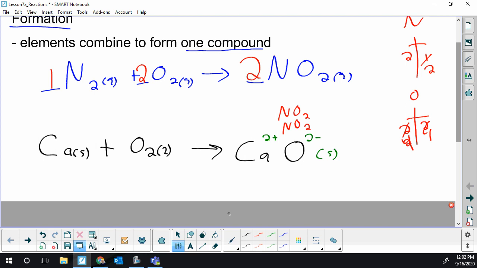So up here, this oxygen is not paired with a metal. This is not ionic, so there's no charge here. Okay? Same, this is oxygen paired with itself. It's not ionic, there's no charge. Okay? There it is paired with a metal.